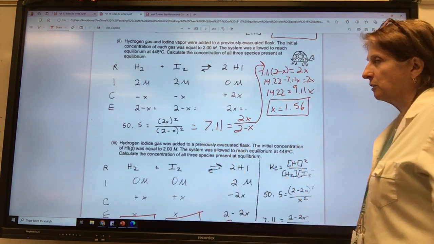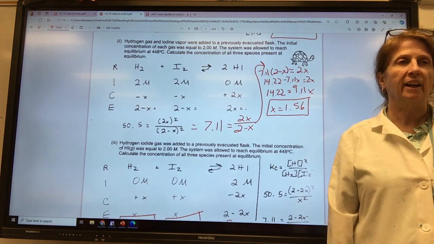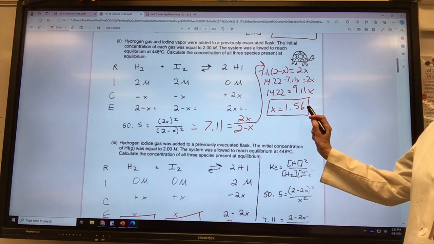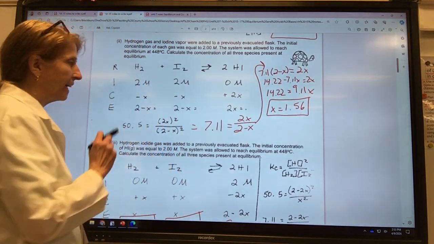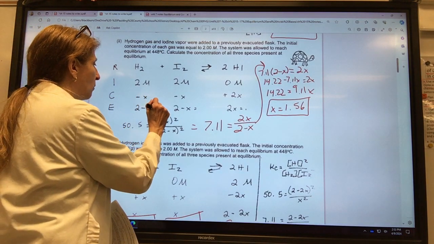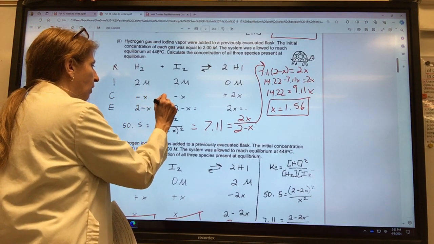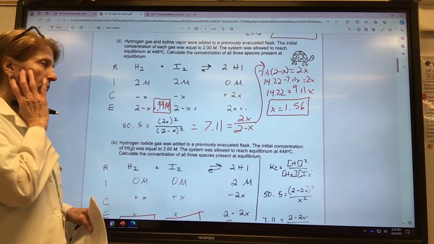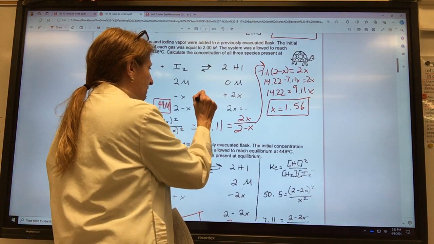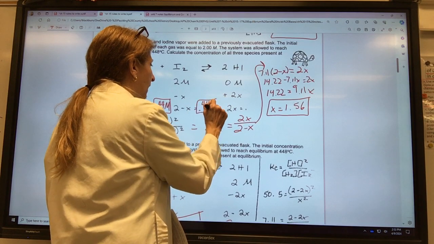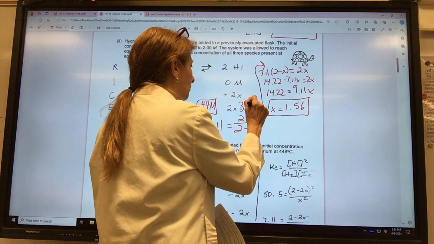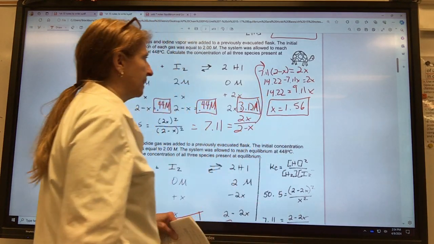When I get x, I put a little square around it because that's my first thing. That's not the answer, but I'm well on my way to the answer. So now I take this, I fill it in here, and I can get the answer. 2 minus 1.56 equals 0.44 molarity. Put a box around it. That's the answer. This is the same, so it's the same answer. And then I fill it in. 1.56 times 1.56 is 3.12. Put a box around it. And that's the answer to the problem.